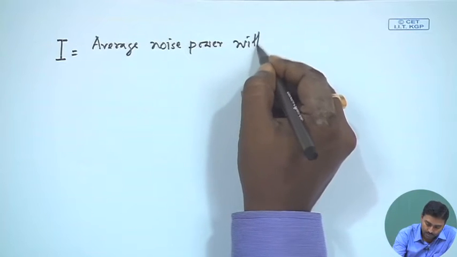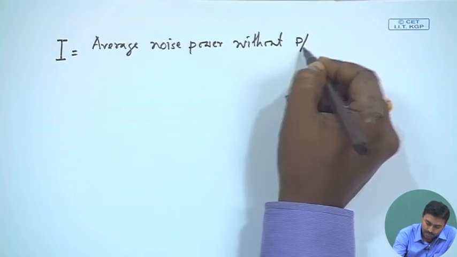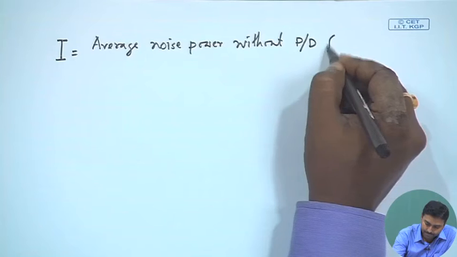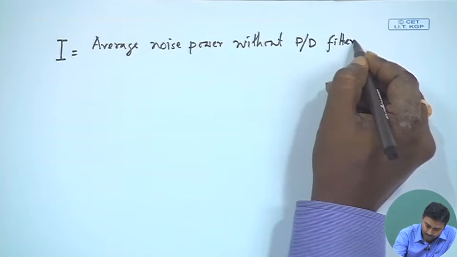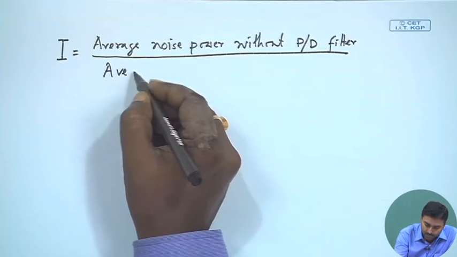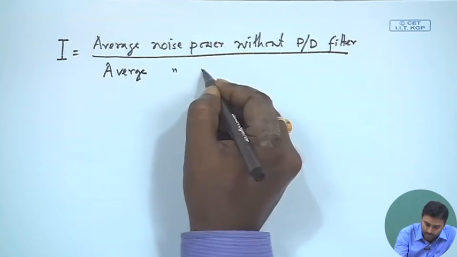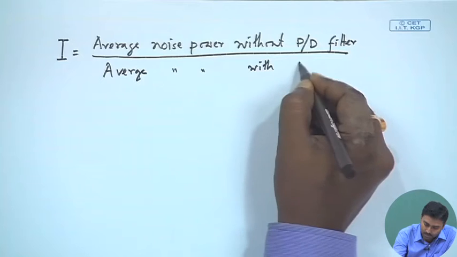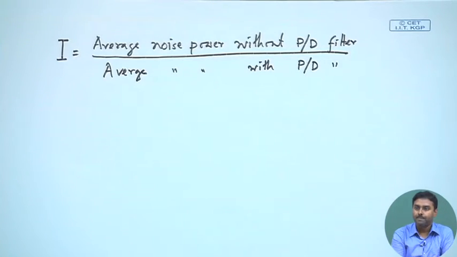So, this is without pre-emphasis or de-emphasis filter, and the ratio of average noise power with pre-emphasis de-emphasis filter. I am just trying to see, if I put this pre-emphasis de-emphasis, what will be the noise power at the output, provided that the same kind of message signal and same kind of noise is being added in the channel.